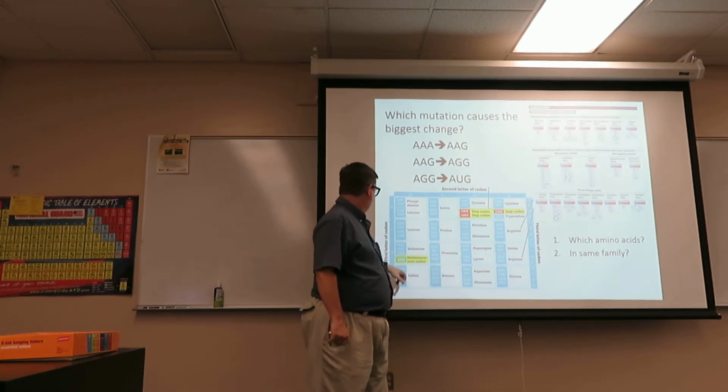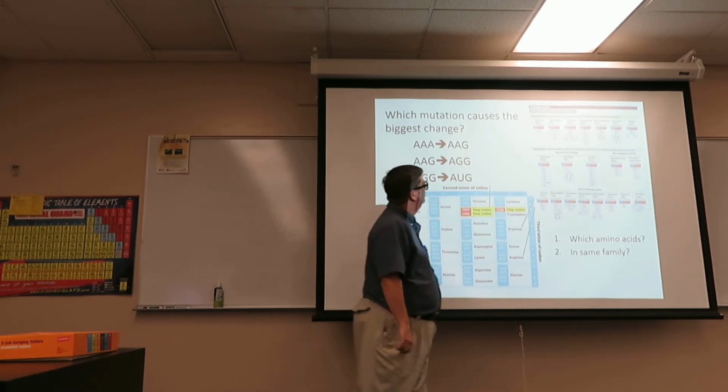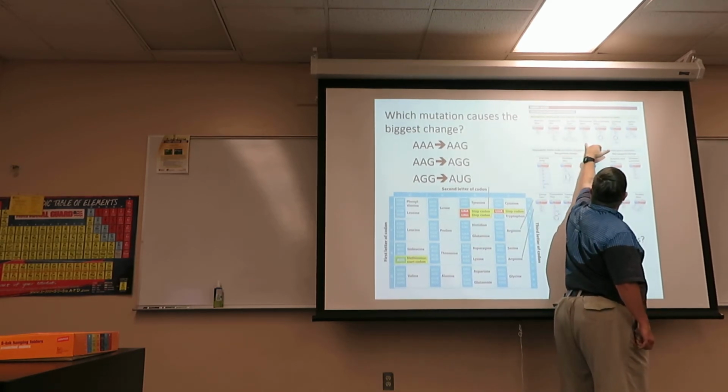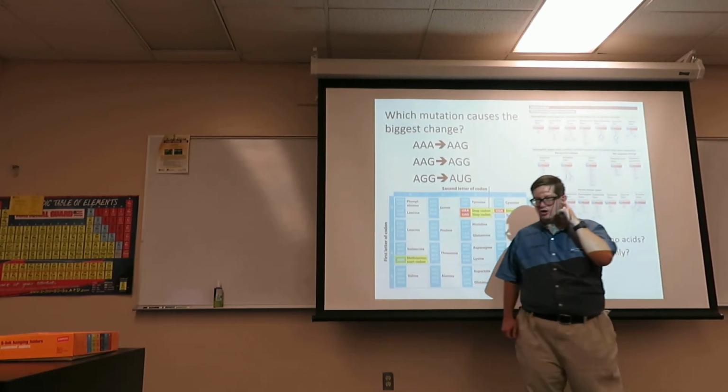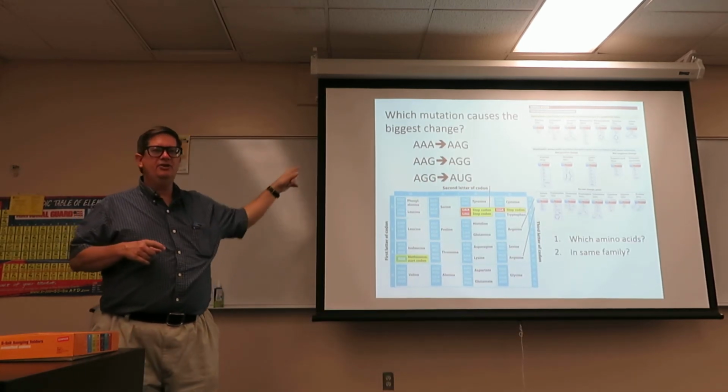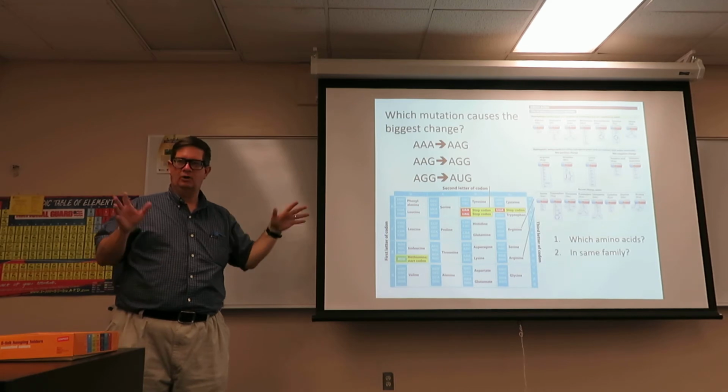But AGG to AUG, change arginine, water-loving, to methionine, water-hating, that could cause problems. You've just substituted something from a different family. That mutation is a bigger deal. Are we clear?